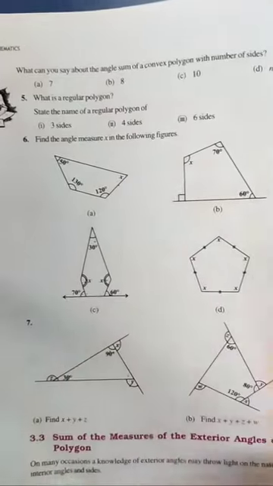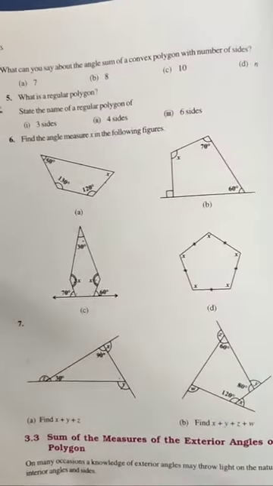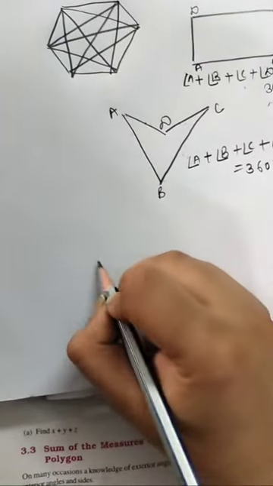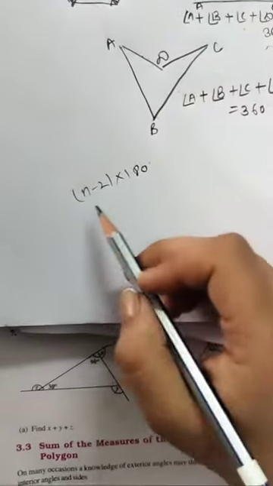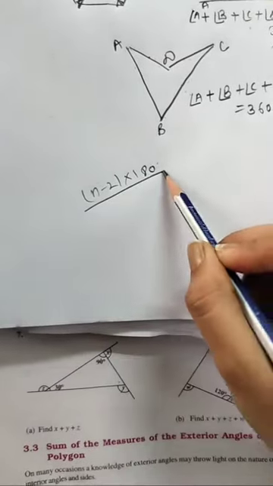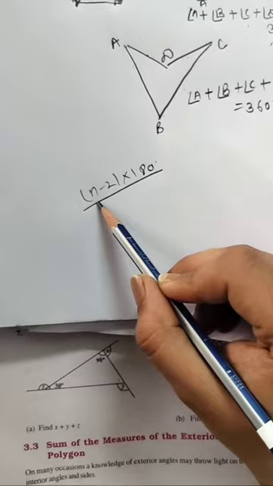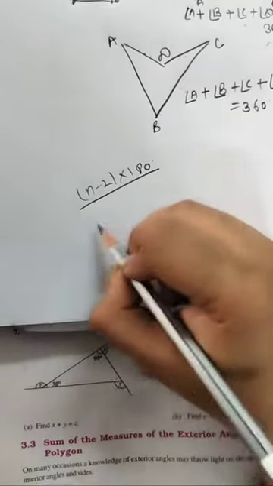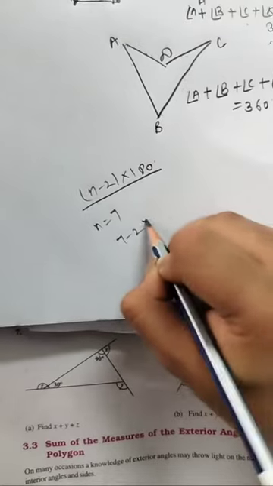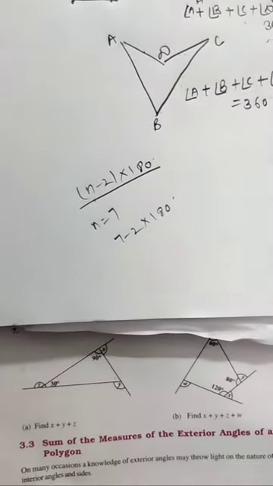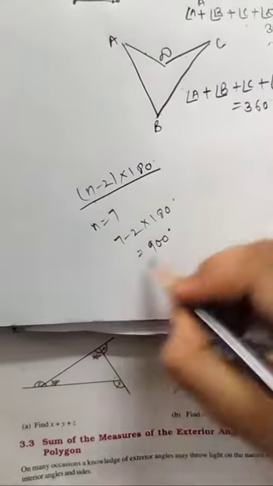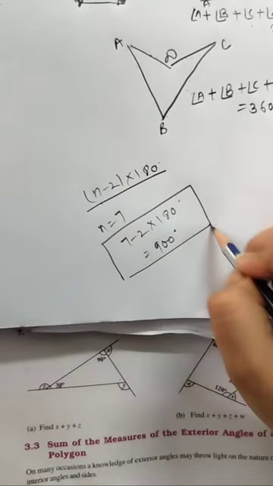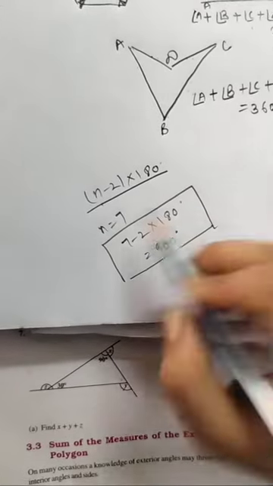So as we can see, the angle sum can be found by (n minus 2) into 180. We can find the angle sum by using this formula, where n is the number of sides of a polygon. So if n equals 7, we will have (7 minus 2) into 180 degrees, that is 5 into 180, which is equal to 900 degrees. So we can easily find the angle sum of any polygon by using this formula.